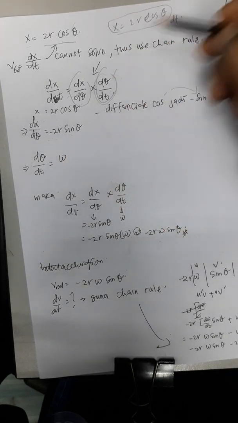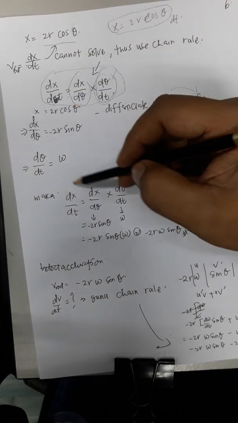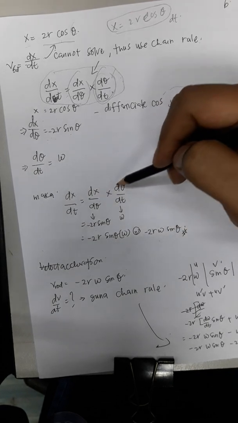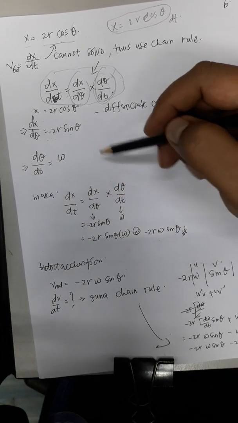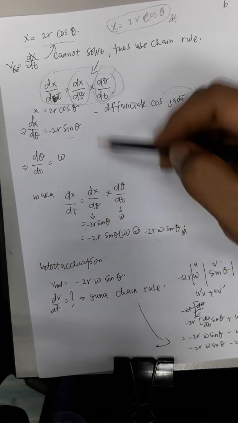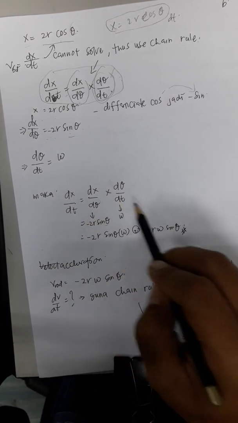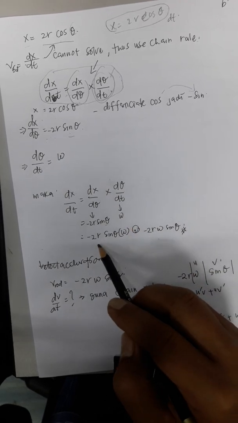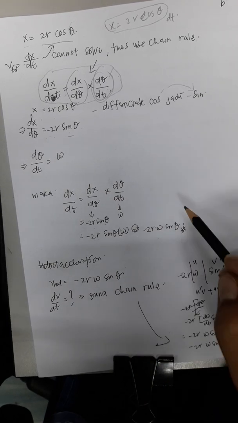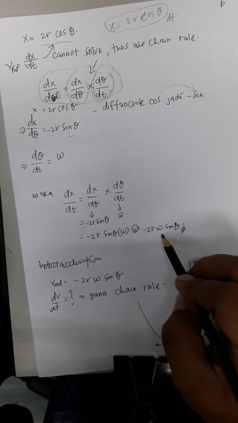and d theta over dt can be named as omega. Meaning that if I use this mathematical equation, we get dx over dt equals dx over d theta multiplied by d theta over dt, where dx over d theta equals negative 2r sin theta, and d theta over dt equals omega. So I multiply these two, then I get negative 2r sin theta omega, and I rearrange this equation, and it gives negative 2r omega sin theta.